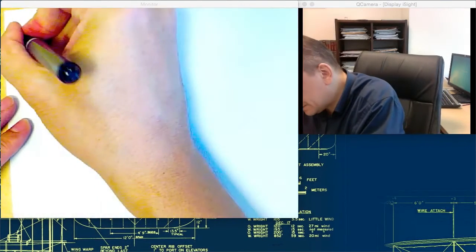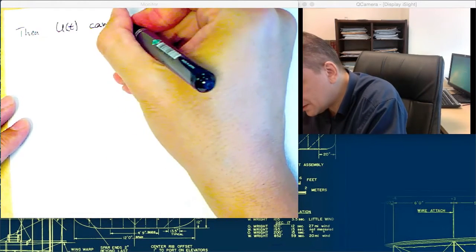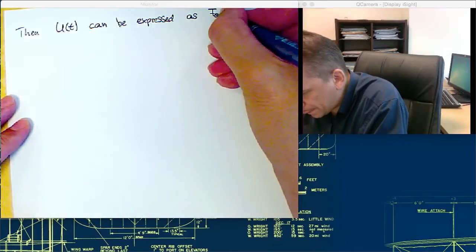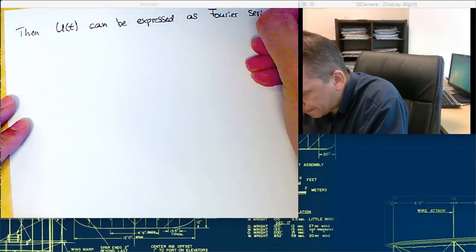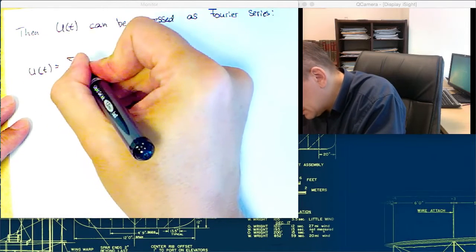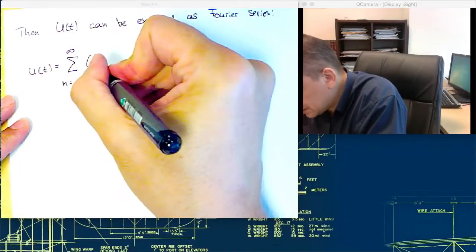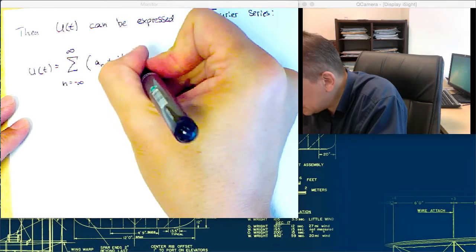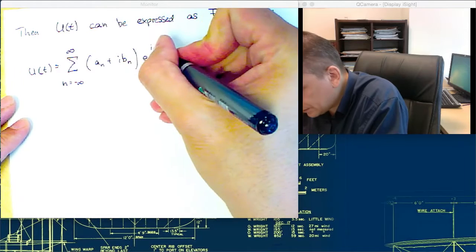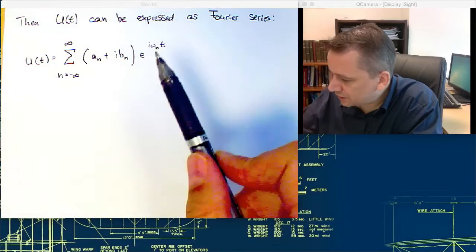Okay, so then u as a function of t can be expressed as a Fourier series. u of t is the sum over n equal minus infinity to plus infinity of a_n plus i b_n times e to the power i omega n t. All right, so this one is essentially what we had over here already.